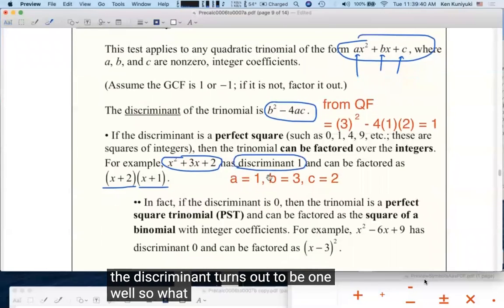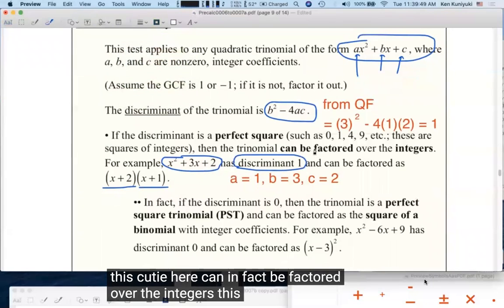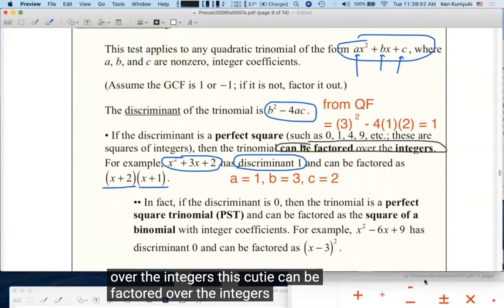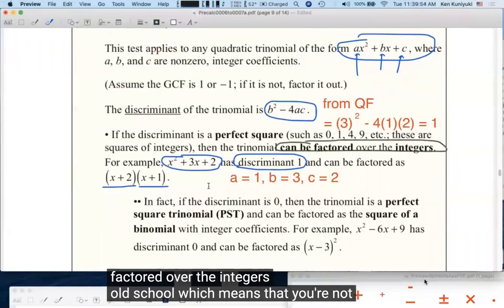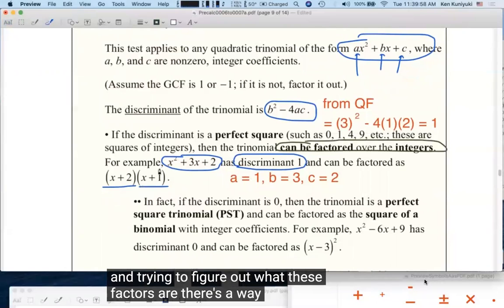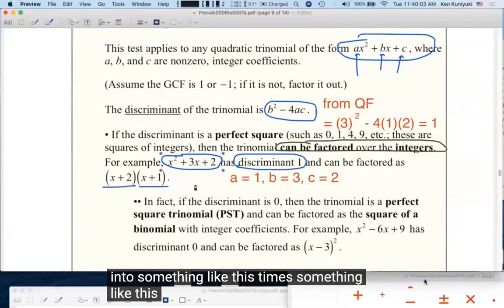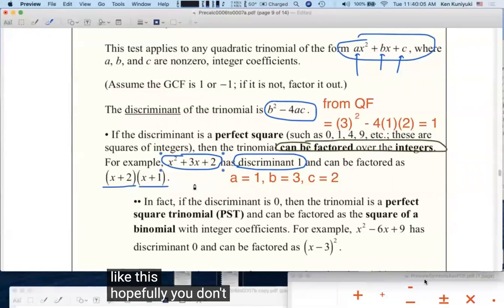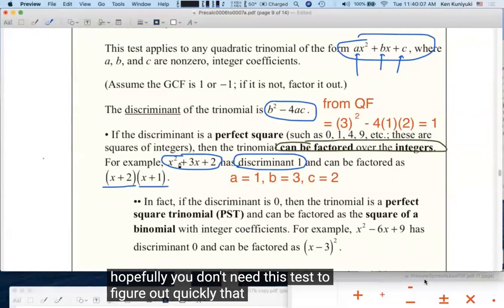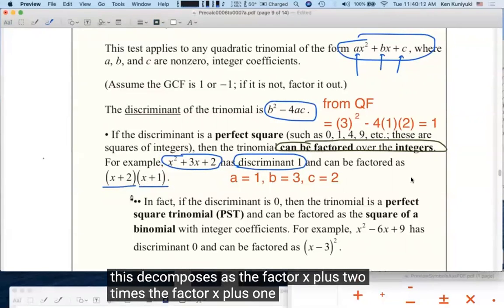Well, so what? That means that this cutie here can in fact be factored over the integers, old school, which means that you're not wasting your time with guessing and trying to figure out what these factors are. There's a way to do it. There's a way to break this cutie down into something like this times something like this. Hopefully you don't need this test to figure out quickly that this decomposes as the factor x plus 2 times the factor x plus 1 or vice versa.